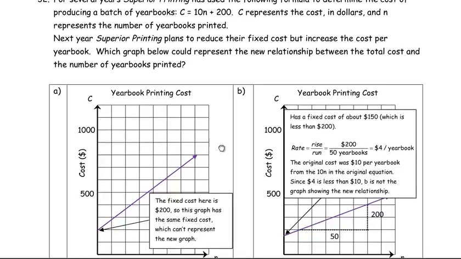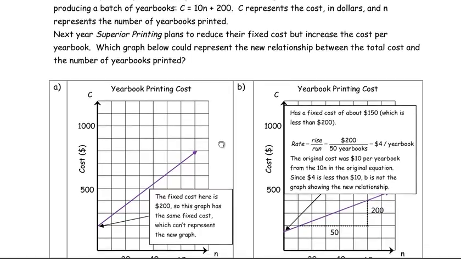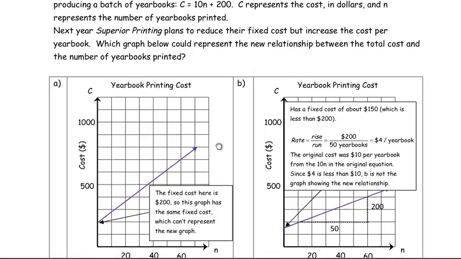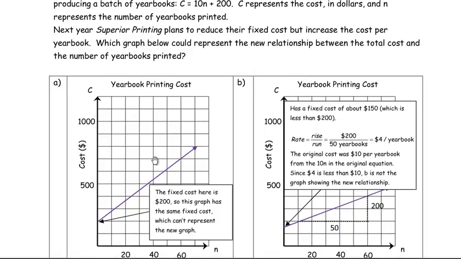So let's take a look at the graphs one at a time to see which one could be the new relationship. The original has a fixed cost of 200. In A, the fixed cost is also 200. So it's not as though they've reduced their fixed cost, because the fixed cost would be the same. So that's a reason why A could not be correct.